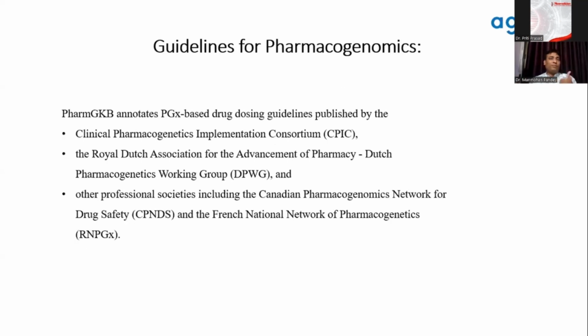Now we have different guidelines. As you know, in rare diseases we have the ACMG guideline. Similarly, in the case of PGX, we have three or four guidelines: CPIC guidelines, DPWG guidelines, CPNDS and RNPGX guidelines. These guidelines are governed by different consortia. One is a US based consortium, that is CPIC. Then there is a Dutch consortium, DPWG, a Canadian consortium, CPNDS, and a French consortium, RNPGX.